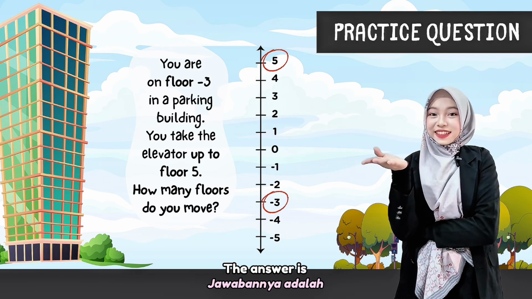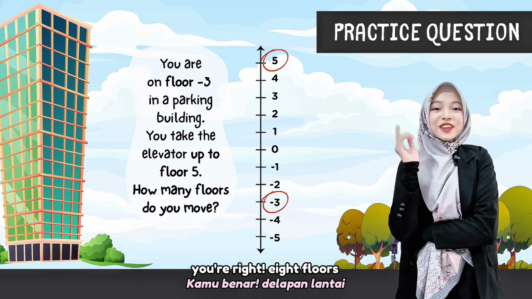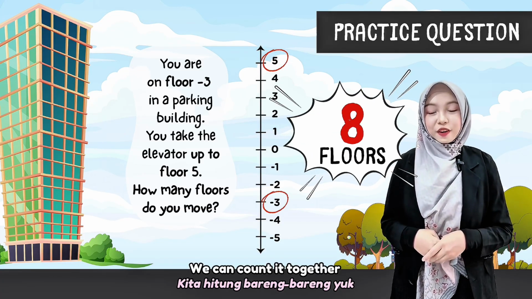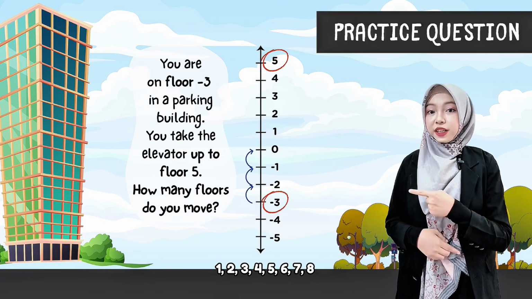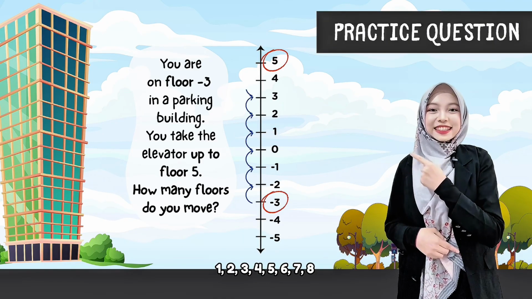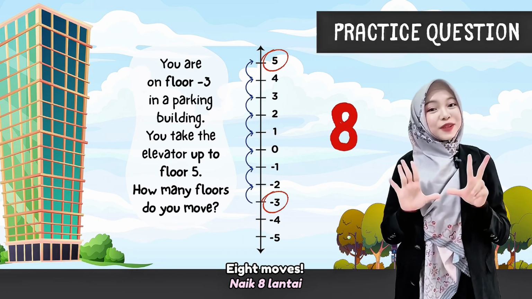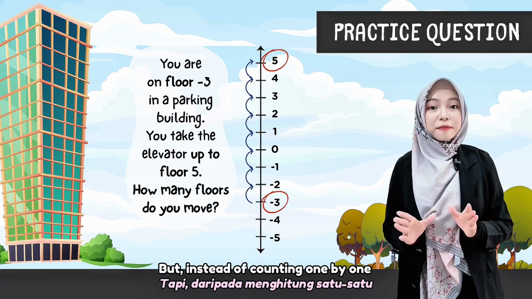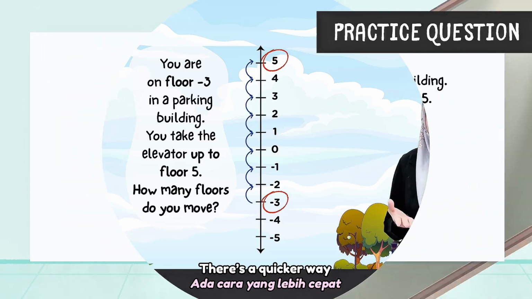The answer is... You're right! 8 floors. We can count it together. 1, 2, 3, 4, 5, 6, 7, 8. 8 moves. But instead of counting one by one, there's a quicker way.